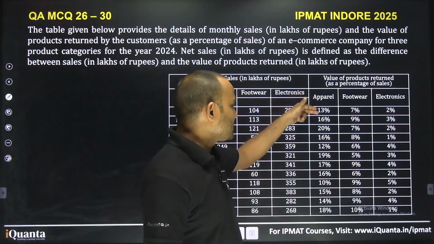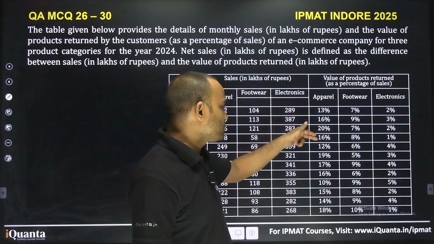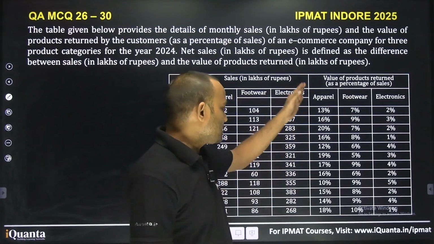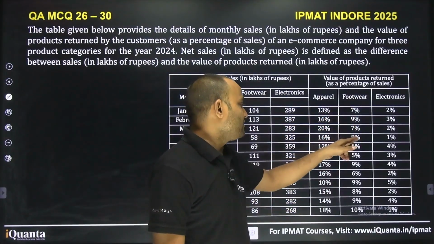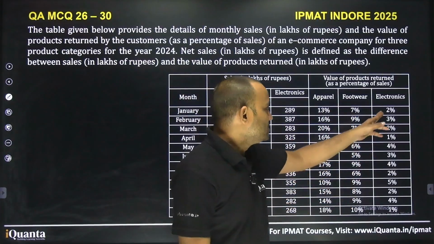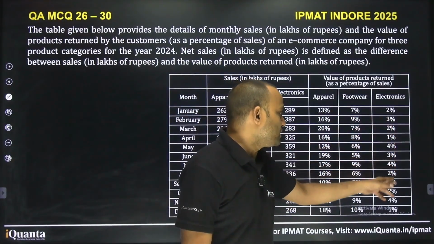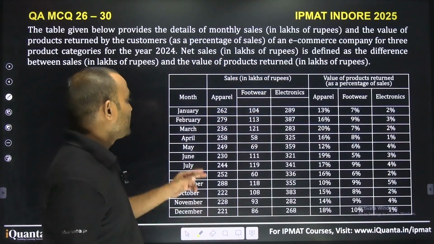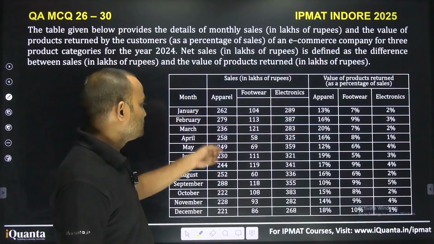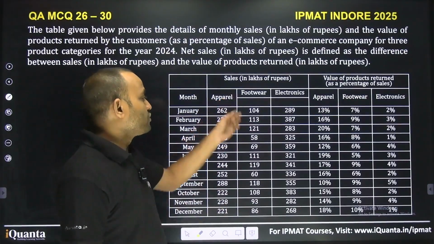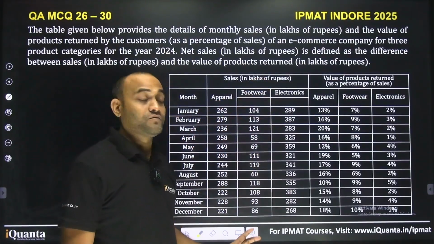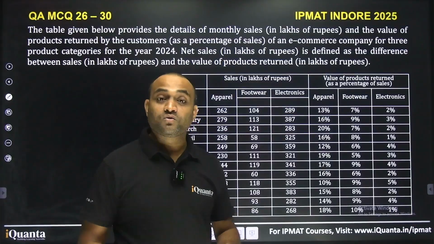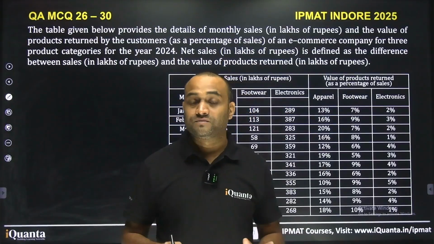If it is 13%, next is 16, 20, 16, 12, 19, 17. All of these are close. Then 7, 9, 7, 8, 6, again close. 3, 2, 1, 4, 3, 4. All of these values are very close to each other. Same in case of the values, in case of apparel, footwear, electronics. All of these values are very close to each other. So we are going to use that for approximation.